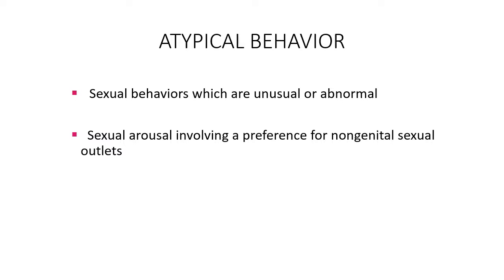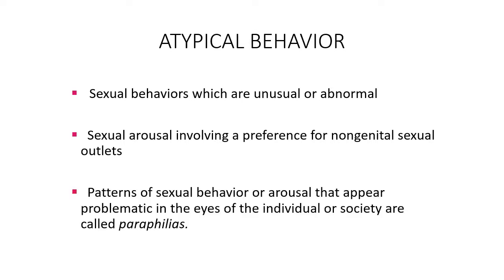Something that would not normally be considered a sexual outlet. Obviously, when we're looking at genitalia, that would be a normal sexual outlet. Even breasts, a normal sexual outlet. When we have arousal that comes from other things, whether it's other body parts, other clothing, other objects, other creatures, those types of things, this is where we get into the atypical behavior, because it's what would not be considered a normal genital sexual outlet.